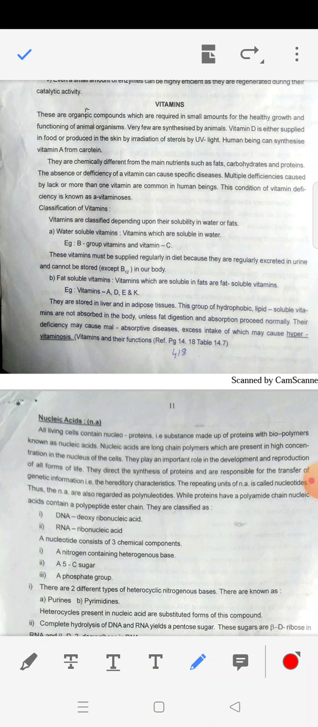There is a table on page 418 in my textbook. You may check your textbook. Please go through the table. It's very important. Questions from there may be asked in the exam.